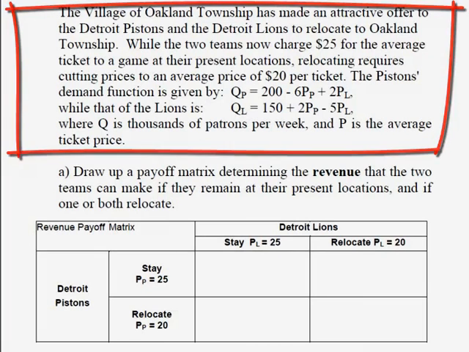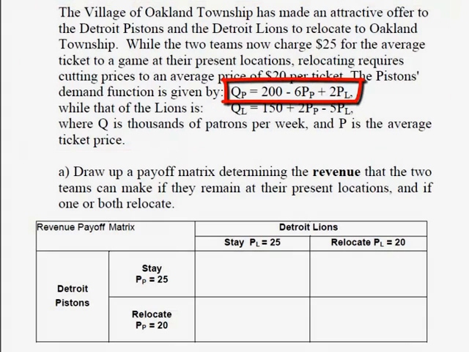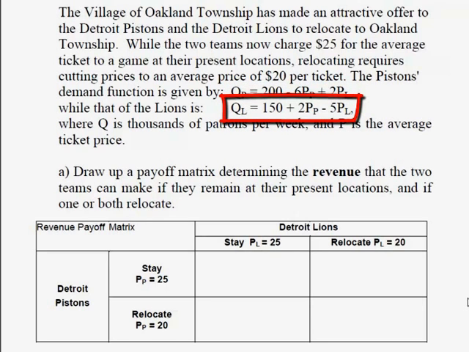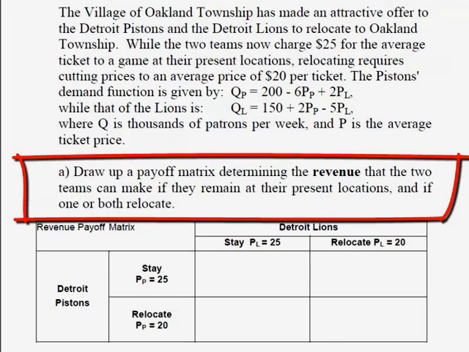The Pistons' demand function is given by QP equals 200 minus 6 PP plus 2 PL, while that of the Lions is QL equals 150 plus 2 PP minus 5 PL. Notice that this problem is asymmetric. Draw up a payoff matrix determining the revenue that the two teams can make if they remain at their present locations and if one or both of these firms locate.